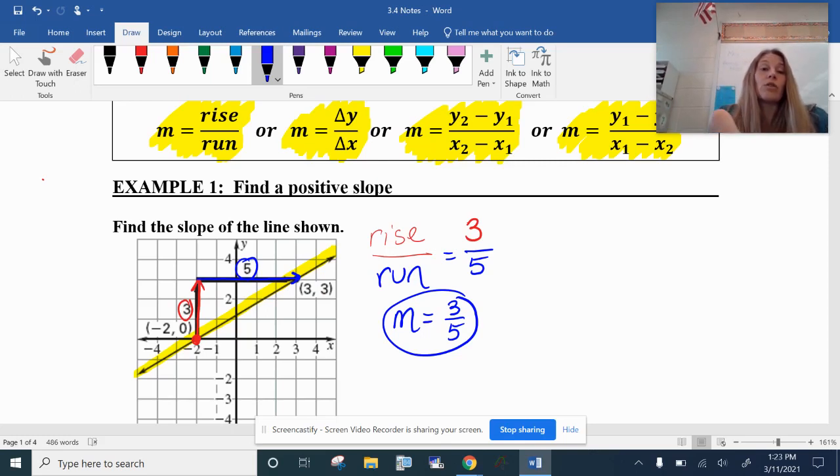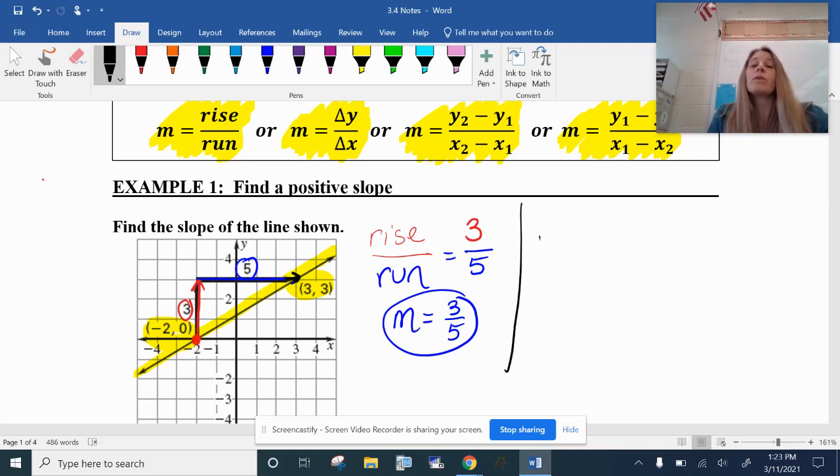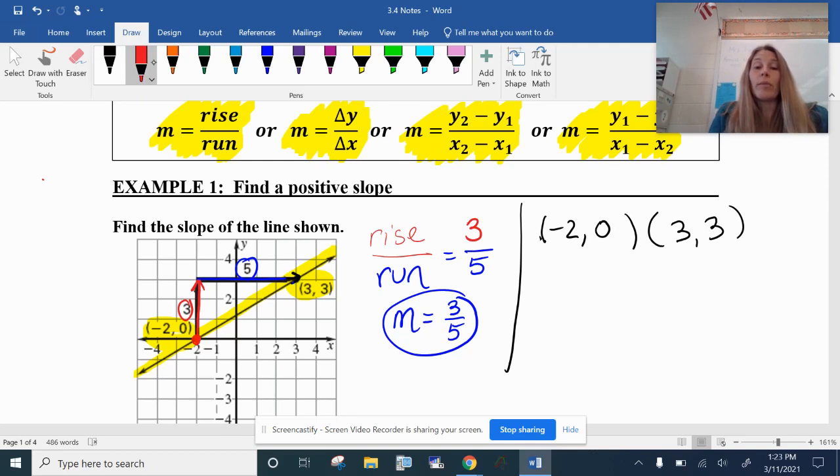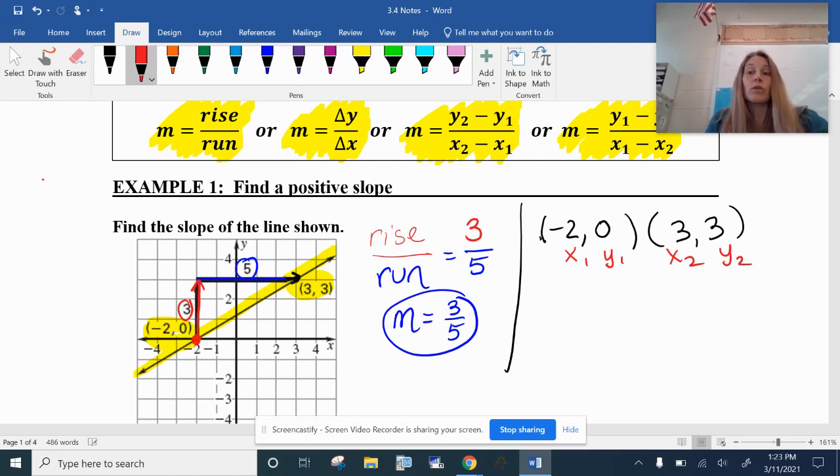Now, let's just say you didn't have the graph here and you couldn't count rise over run. Well, you'd have to find the vertical change using one of these formulas over here on the right. So if my points here are (-2, 0) and (3, 3), then I would have to label my 2 points x1, y1, x2, y2, whichever order doesn't matter, so you could flip-flop those if you'd like.